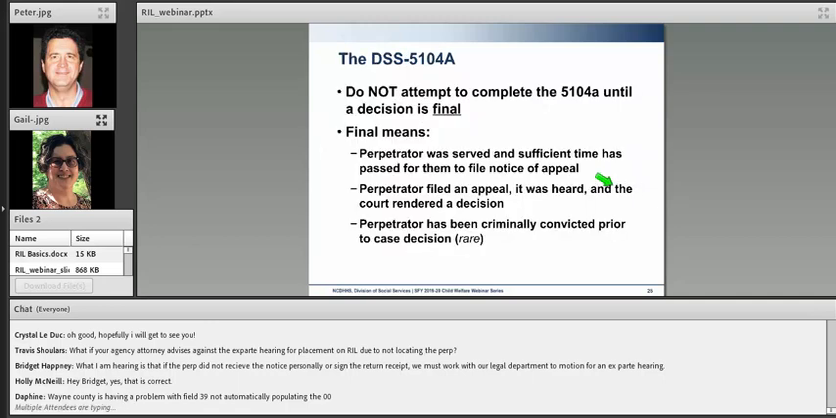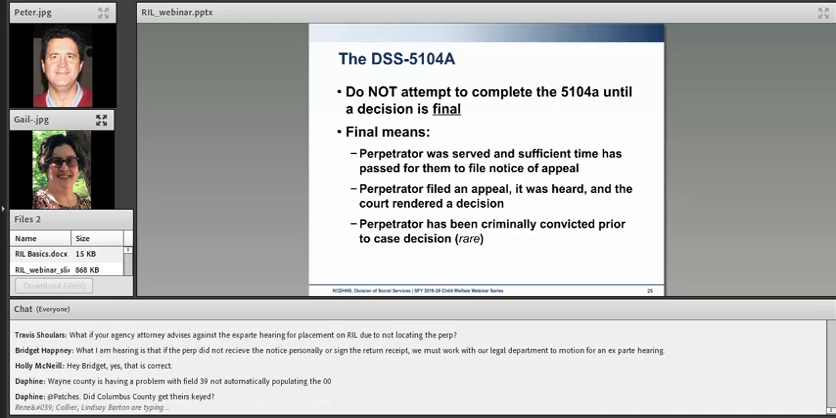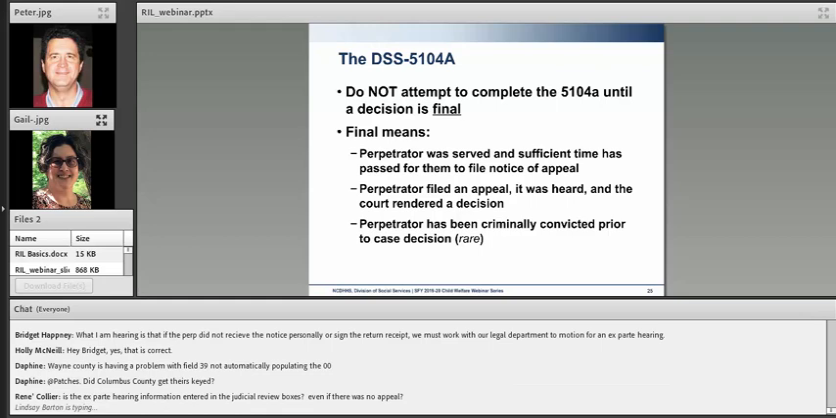Okay. Because we had this come up yesterday with the county. The second one that's there, the perpetrator files an appeal and it was heard. The court rendered a decision. If the court did not agree with social services that the perpetrator was clear, you'll indicate that on the 5104A, that the court said no, so the person does not go on the RIL. It does not, much like the director's review that Gail talked about, it does not affect your case decision. You have an agency, you have still decided and said that this child was abused. The court has said, we don't have enough information for a clear perpetrator.